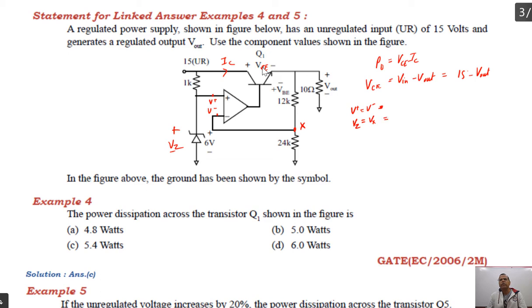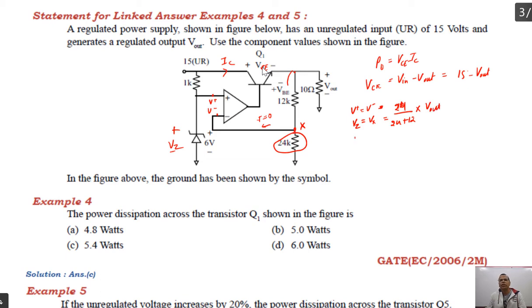And what is the voltage at node X? This is nothing but the voltage across this resistance. You can write this in terms of output voltage. Current in this branch is 0 for an ideal Opamp. So whatever is the voltage across this can be obtained in terms of output voltage, and that is nothing but, you simply apply the voltage divider rule, 24 divided by 24 plus 12 multiplied by output voltage, right?